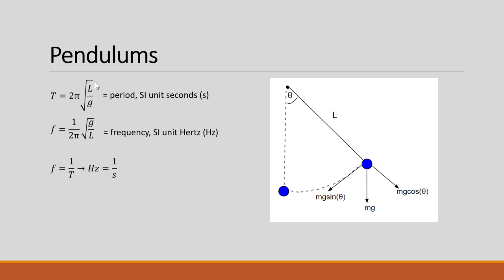The period, or how long it takes to complete a full cycle, is given by 2 pi multiplied by the square root of the length, given by this L, divided by the acceleration due to gravity. The frequency, or how many cycles are completed in 1 second, is the inverse of the period. So it is given by 1 over 2 pi multiplied by the square root of acceleration due to gravity divided by the length of the pendulum.